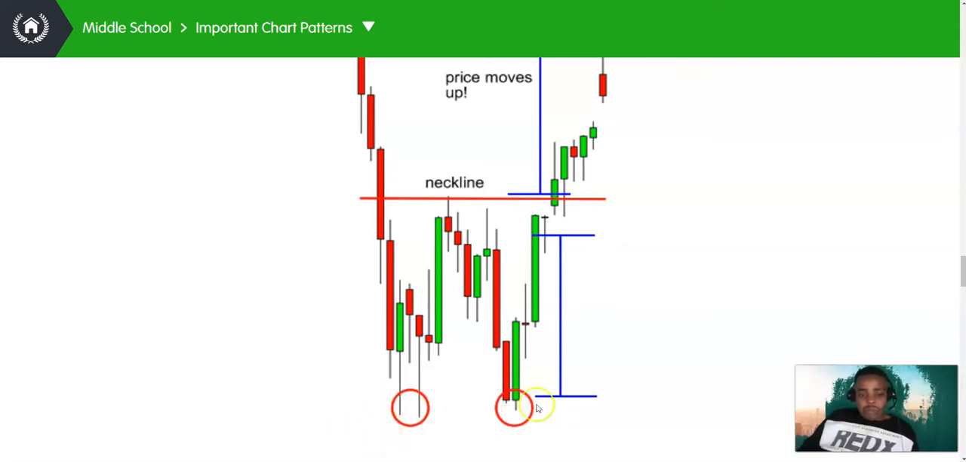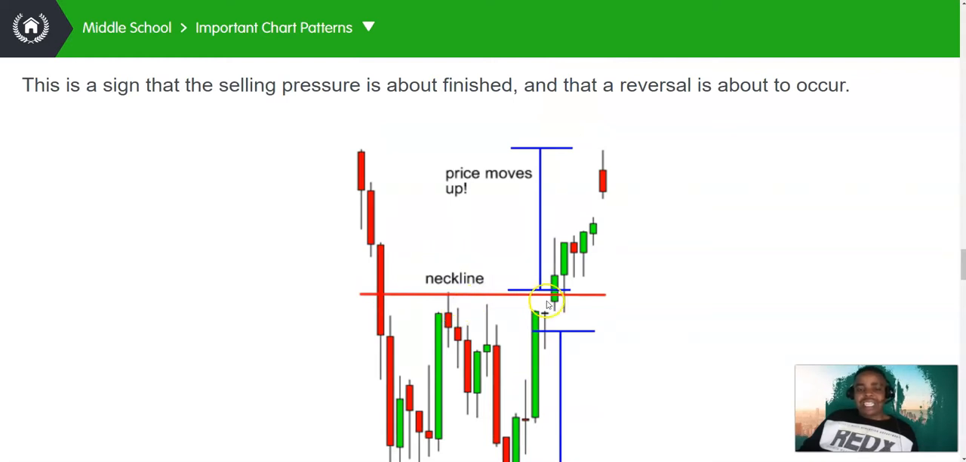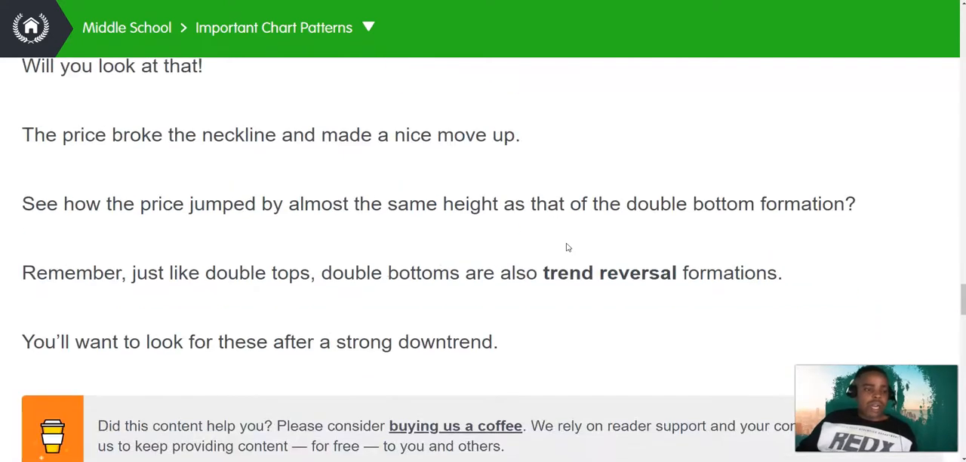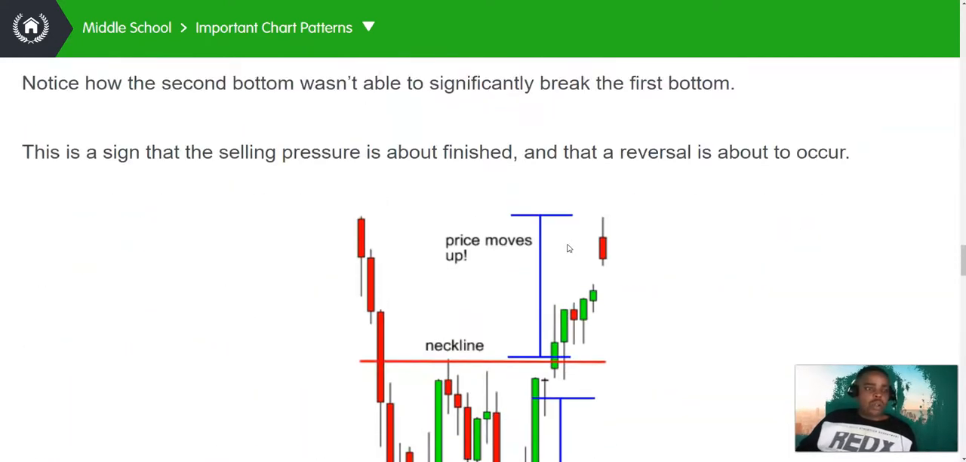So here in this case you have a double bottom, first and your second retest. After that you saw the market come up, break through this neckline, which is the resistance, and that is a confirmation that the market will go thus far, and when it reaches that level, that's how far you can put your take profit, in other words. So it's the opposite. The price broke the neckline and made a nice move up. So that is your double bottom.